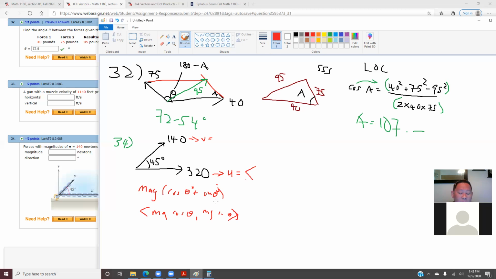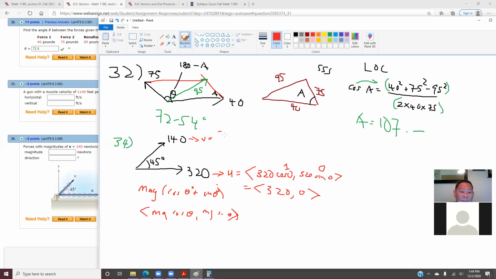So for U, the magnitude is 320 times cosine 0. The reason it's 0 is because this direction is at 0 degrees, exactly on the 0 angle. And then 320 times sine 0. Cosine 0 is 1, and sine 0 is 0. So this is 320, 0, because 320 times 1 is 320, 320 times 0 is 0. So this is your component form for the vector U.